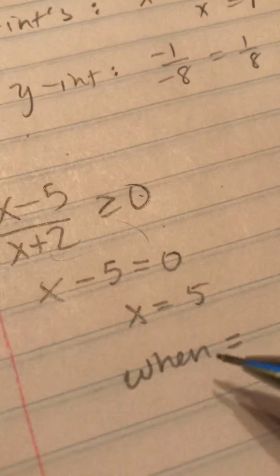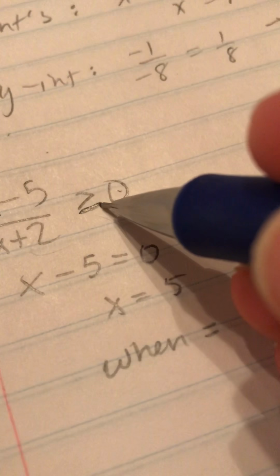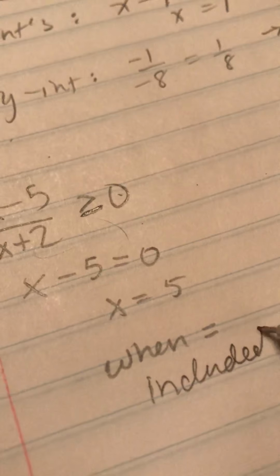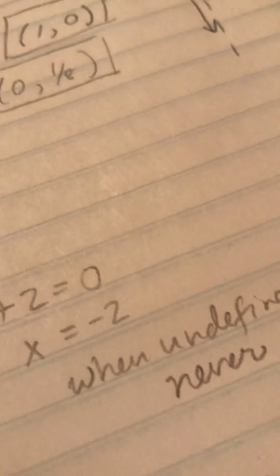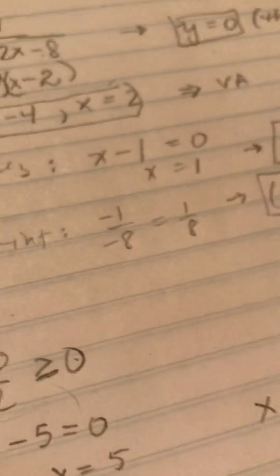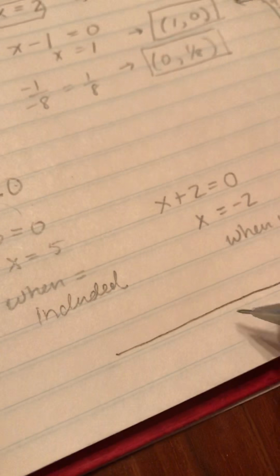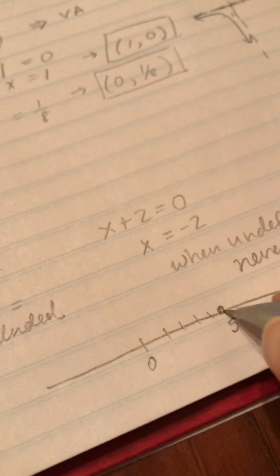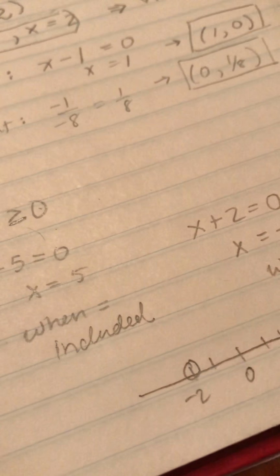So now when it's equal, we want to include that if it includes equals, which it does. If you have that equals bar in the inequality, then we want to include the endpoint where it's equals. Where it's undefined, we never include, because that doesn't make it true, that makes it undefined. So remember what that means is if you're drawing your number line and plotting these endpoints, 0, 1, 2, 3, 4, 5, 5 is going to be an included endpoint, so a solid dot, and -2 is going to be an unincluded endpoint or an open dot.